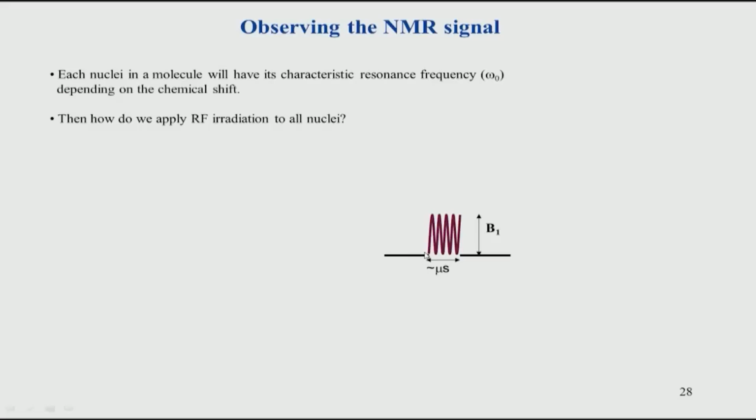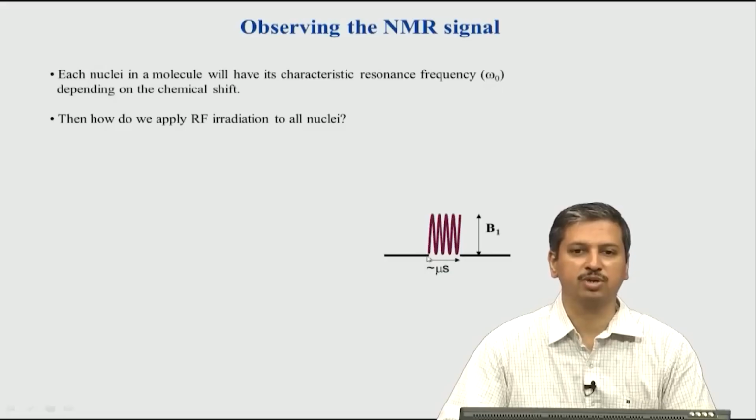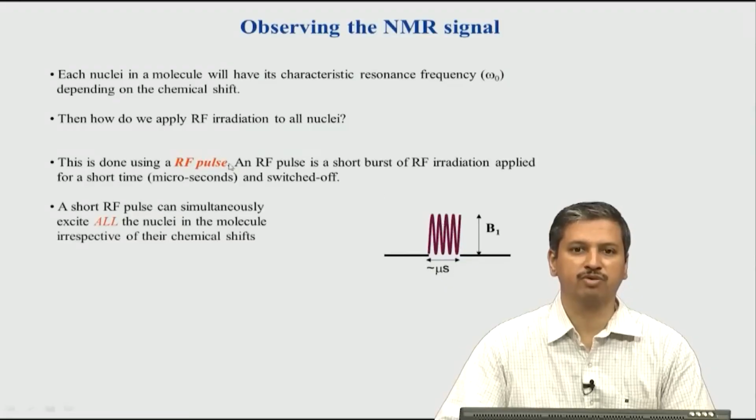So, what typically is done is that this B1 magnetic field is applied for a very short duration. This typical duration is microsecond, and because of this very short duration in NMR we use the word pulse. RF pulse is what is applied. So, this is basically what it means. RF pulse is essentially a very short burst of energy which is given to the spins. Okay. So, the spins now for the very short duration start moving around the B1 field. So, this is why we say it is an RF pulse. An RF pulse is a short burst of RF irradiation applied for a very short time, that is typically microseconds, and then it is switched off.